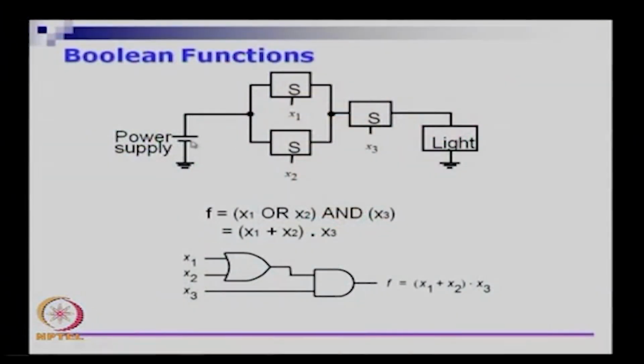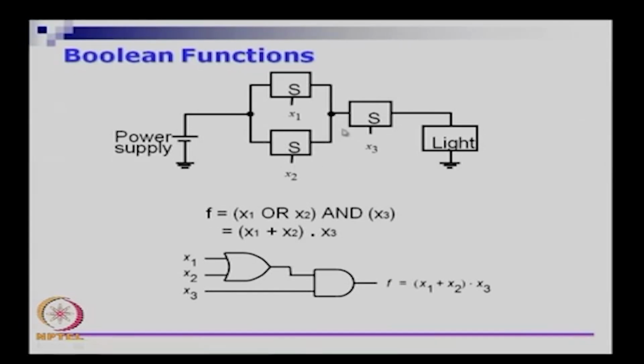So let us go back to Boolean functions. We looked at this circuit yesterday where we have a power supply and a light, and we have two switches x1, x2 in parallel and x3 which is in series. And if I give you such a circuit, we argued that either x1 or x2 should be on and x3 must be on definitely for the light to glow. If you want to write this as an expression, let us say f is the expression for whether the light is on or off. So f is 1 if the light is on, f is 0 if the light is off.